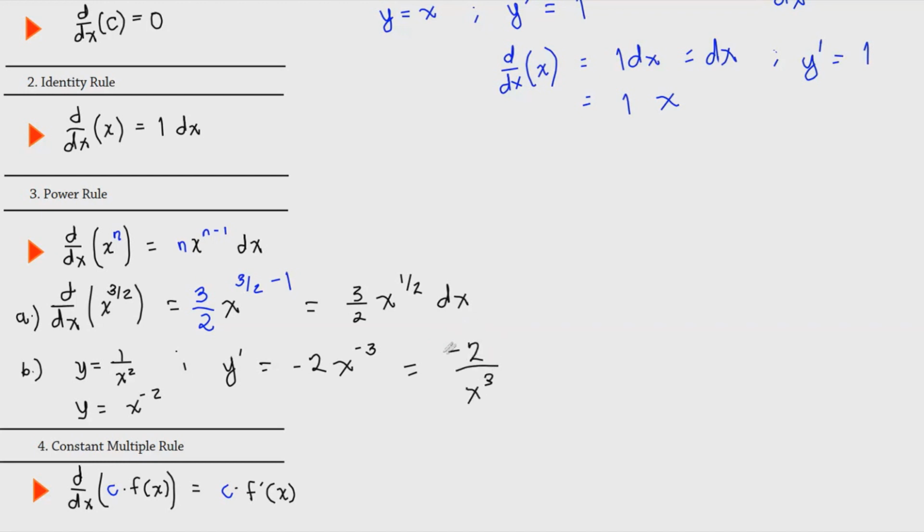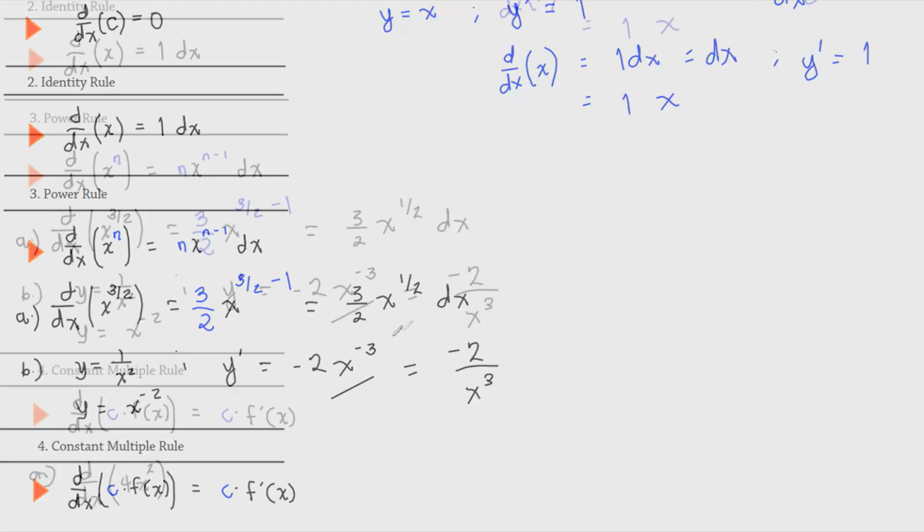Simply because it's more appropriate to look at it where x cubed is the denominator, just to remove the negative exponent here. Of course, this is still correct, but this one looks better. Okay, now let's proceed with number 4.